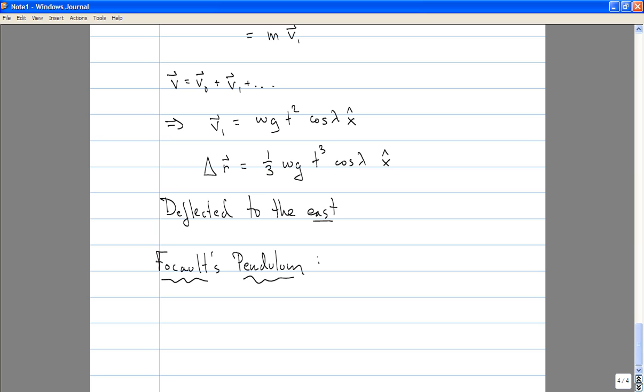Would you like me to go through Foucault's pendulum? Yeah, I think it's worth doing. It's a fun example. Let's do it.